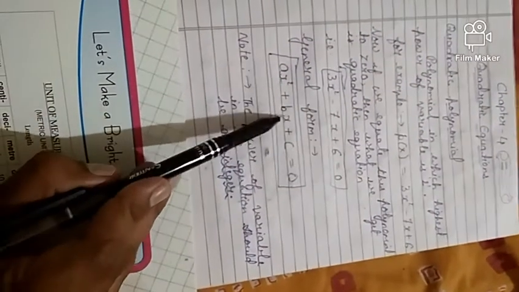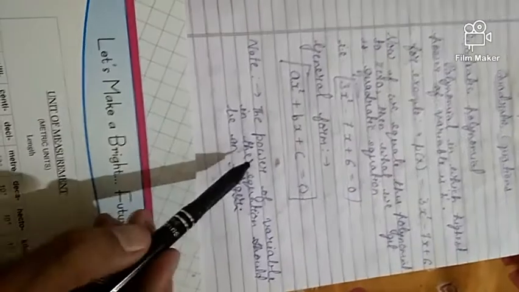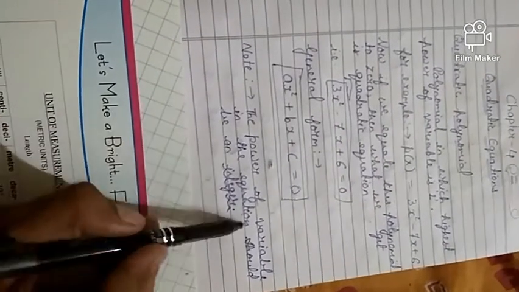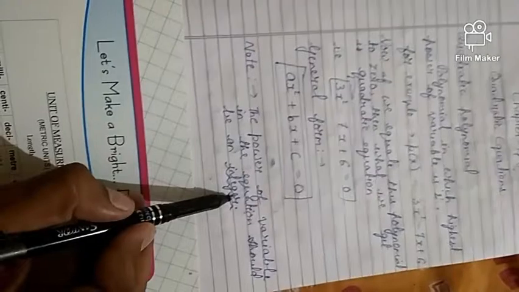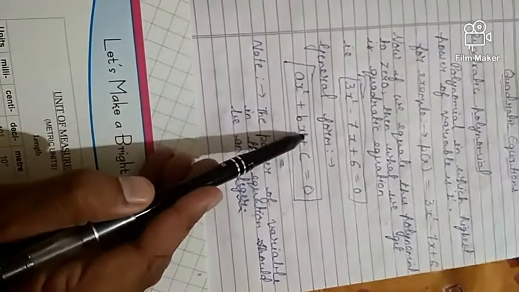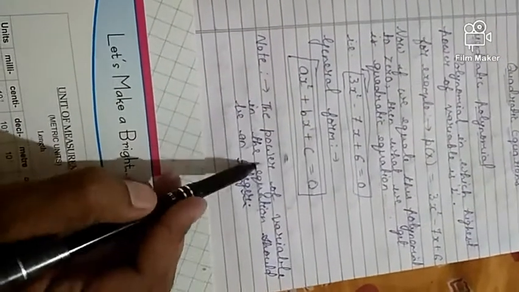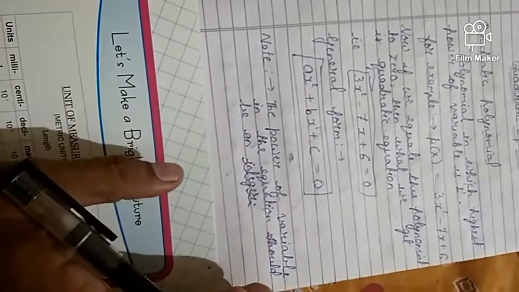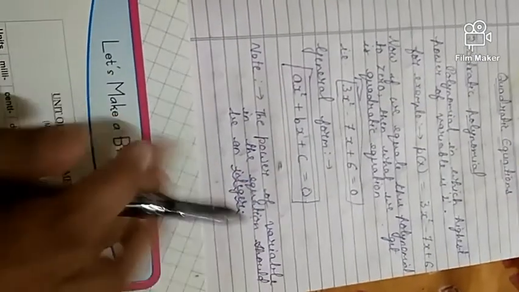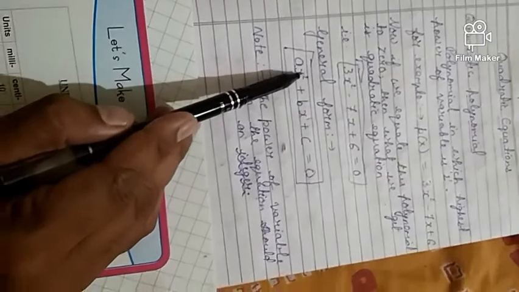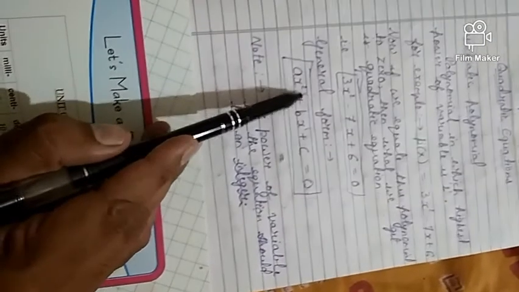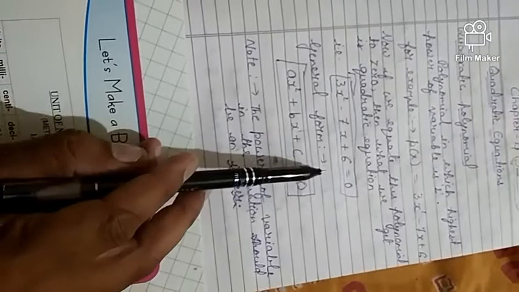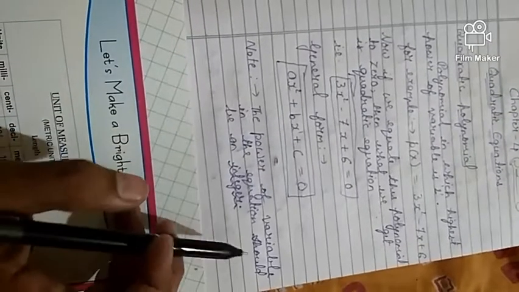Okay, now one more thing, in this general form or any quadratic equation, the power of variable in the equation should be an integer. See, here also 2 is an integer and 1 is also an integer. If the power is not an integer, the equation is not quadratic. Second thing, the power should not exceed 2. That means the highest power should be 2. If power exceeds 2, then also we say that the equation is not a quadratic equation.